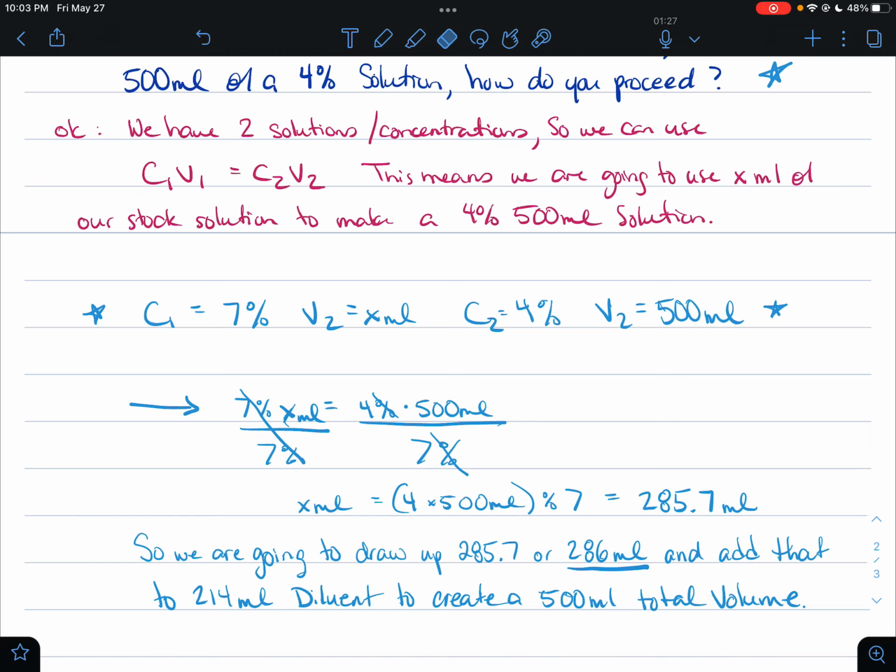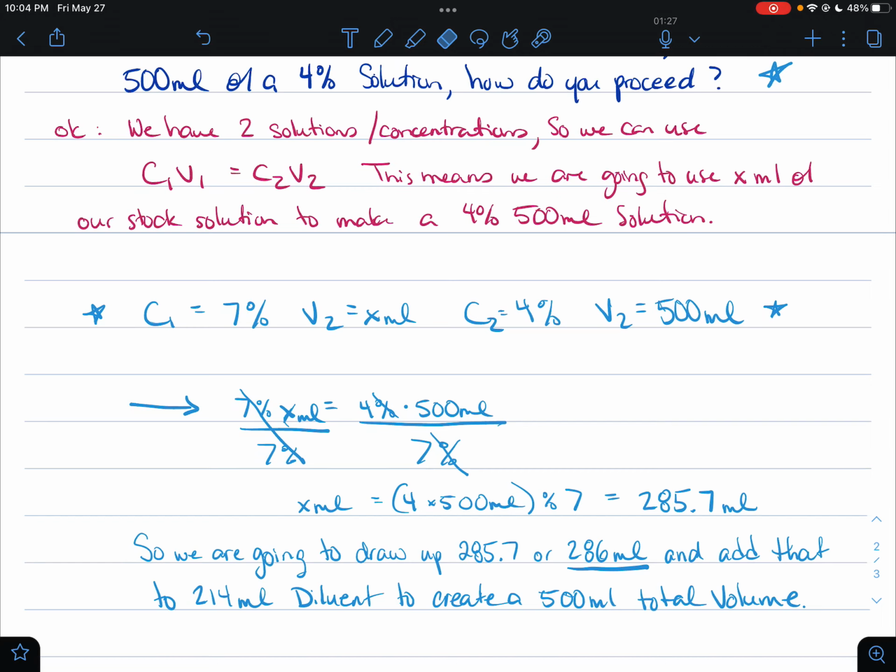I've already calculated this, so we can see 4 times 500, which equals 2,000, and then divided by 7 gives us 285.714286. I've rounded that to 0.7, which is the tenth decimal place. So I've got here 285.7, or we can round that up to a whole number of 286 mils, and then add that volume to 214 mils diluent, or sterile water, IV fluids, whatever it happens to be, just diluent, to create a 500 ml total volume.